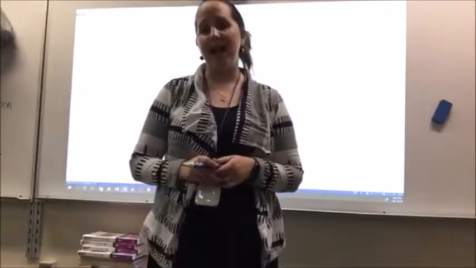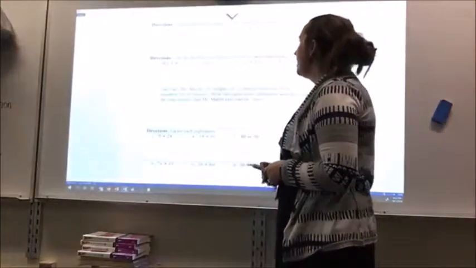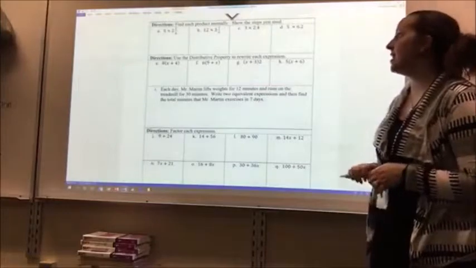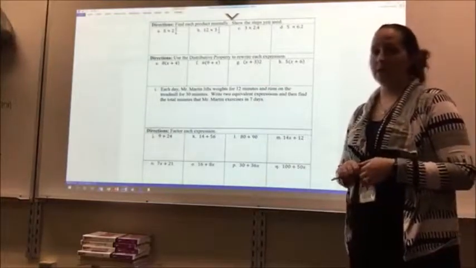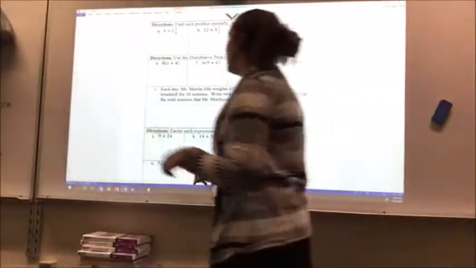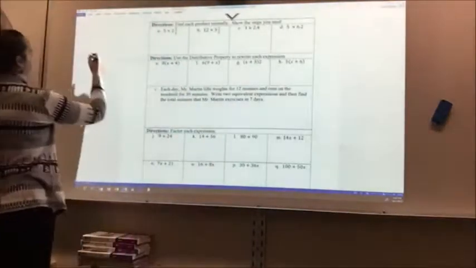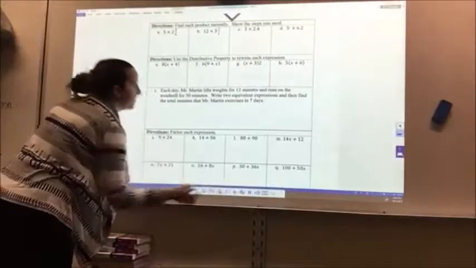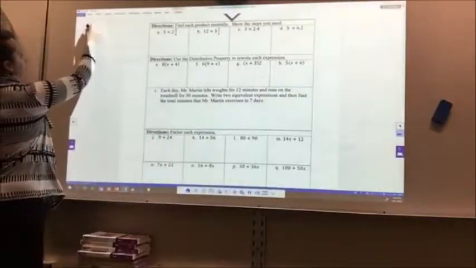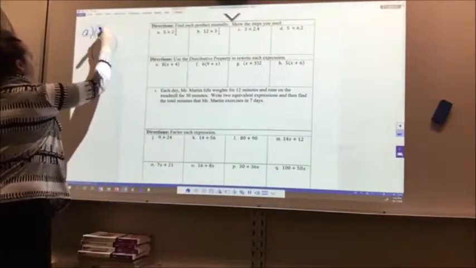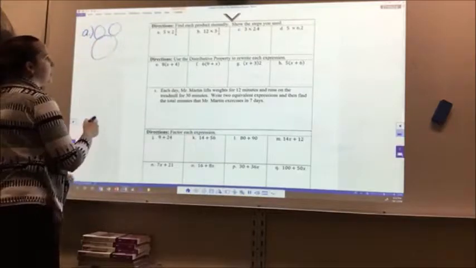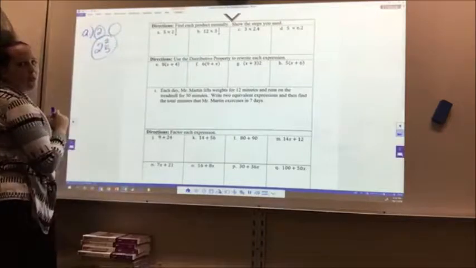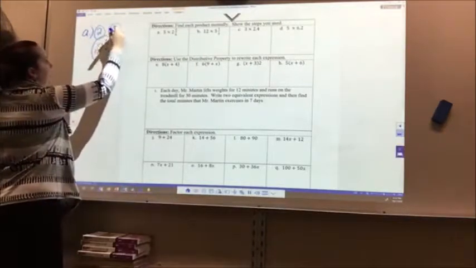So the first one I have is letter A. So letter A through D, the directions say find each product mentally. Show the steps you used. So the first one I want to use the mouse ears for letter A. So here's my mouse. And I'm going to do 2 and 2/5. So 2 is going to go in one mouse ear, 2/5 is going to go in the other one.